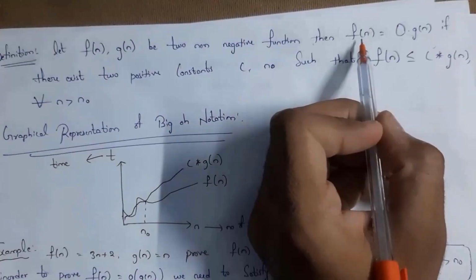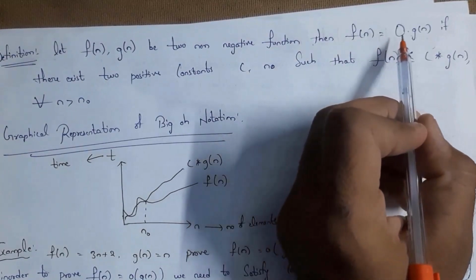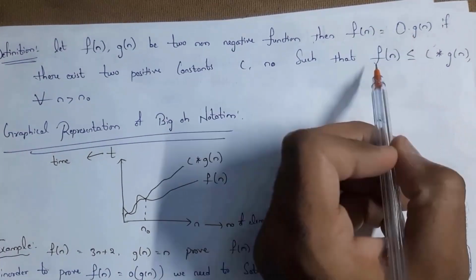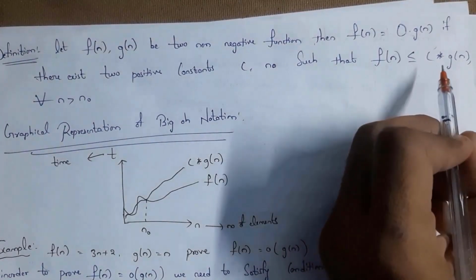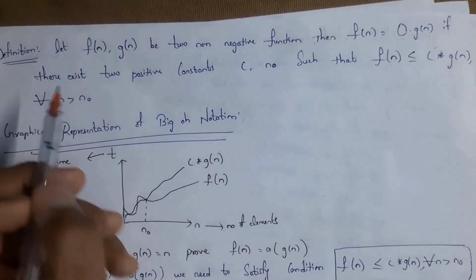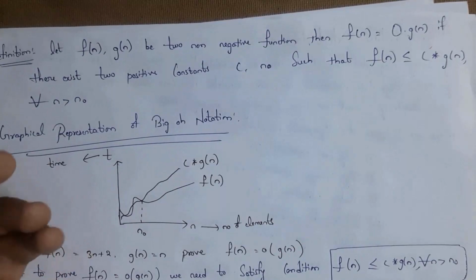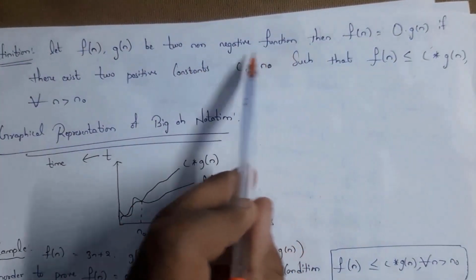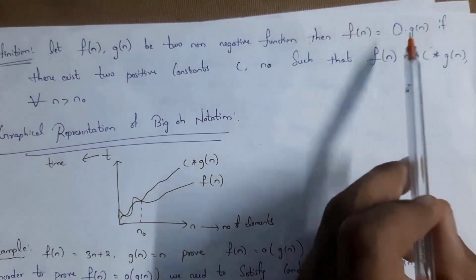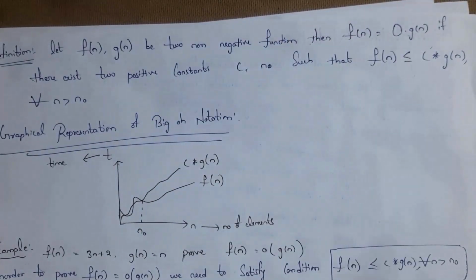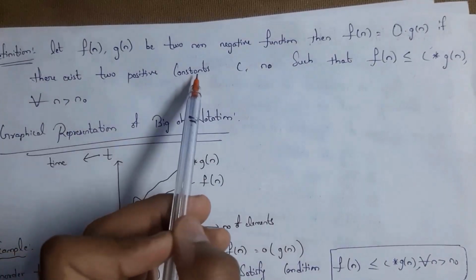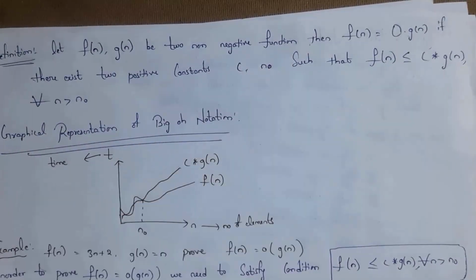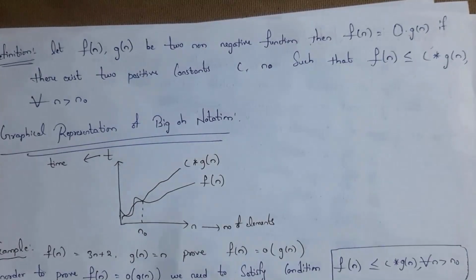Meaning of this is, the condition f(n) = O(g(n)) is satisfied if f(n) ≤ c·g(n) for every n > n naught. Again I will explain this definition. Let f(n), g(n) be two non-negative functions, then f(n) = O(g(n)) if there exist two positive constants, that is c and n naught, such that f(n) ≤ c·g(n) for every n > n naught.